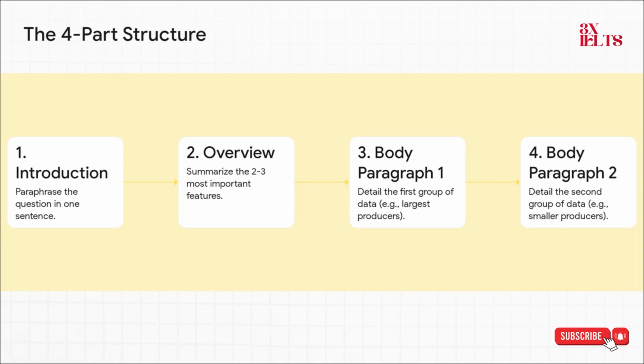Then you have your 2 body paragraphs. And remember how we grouped the countries earlier? Well, here's where that pays off. Body paragraph 1, talk about the big producers. Body paragraph 2, talk about the smaller ones. It's simple, it's logical, and it is so incredibly effective.